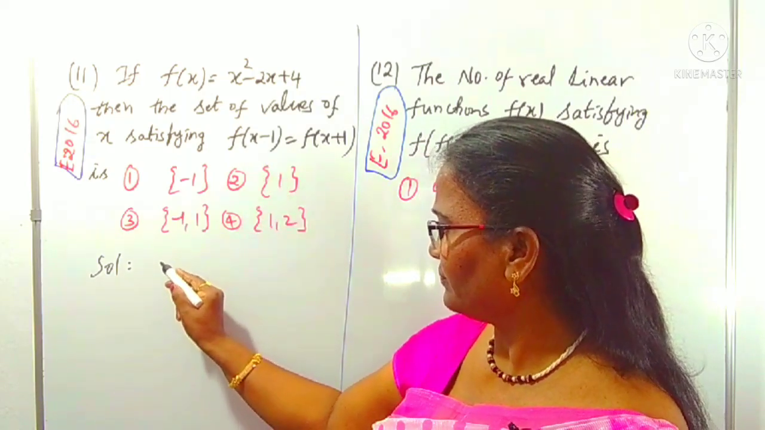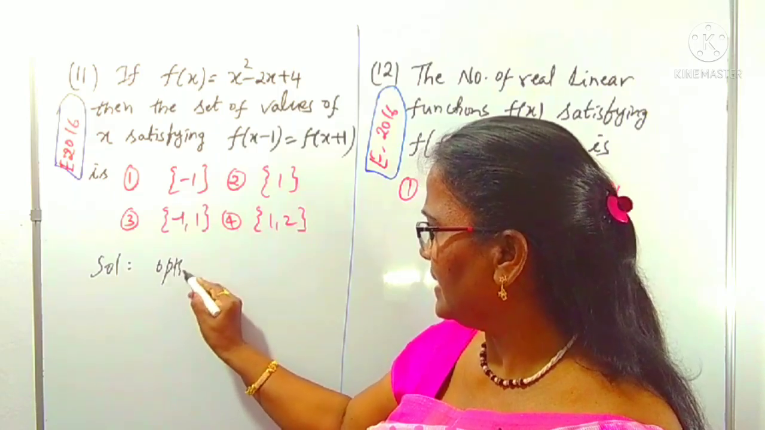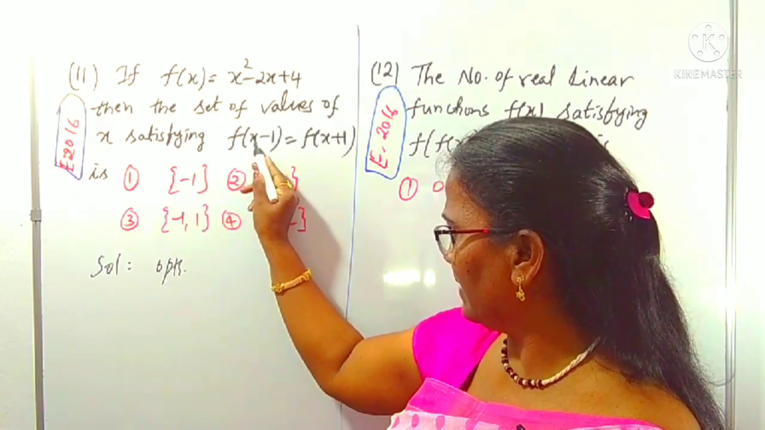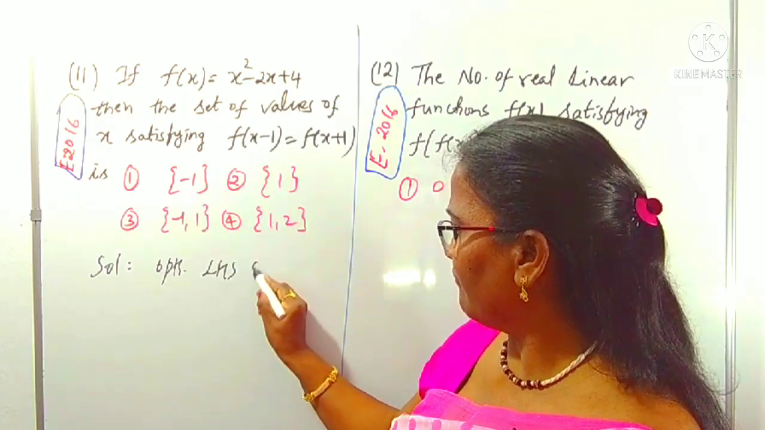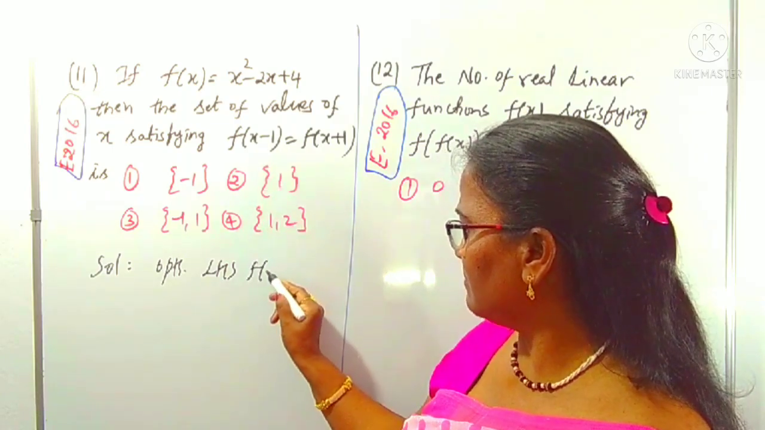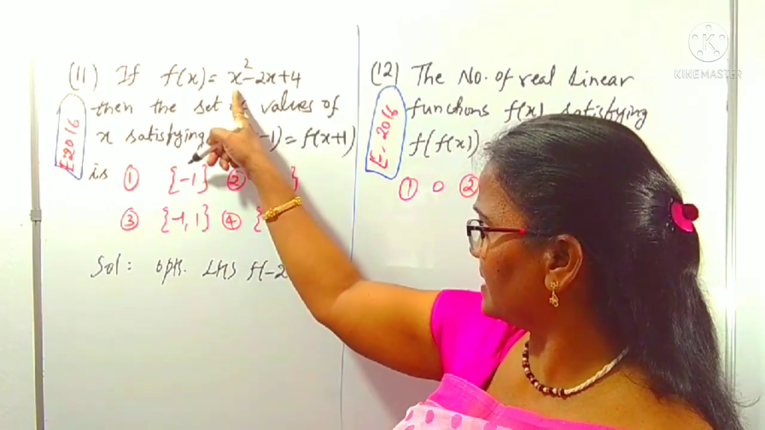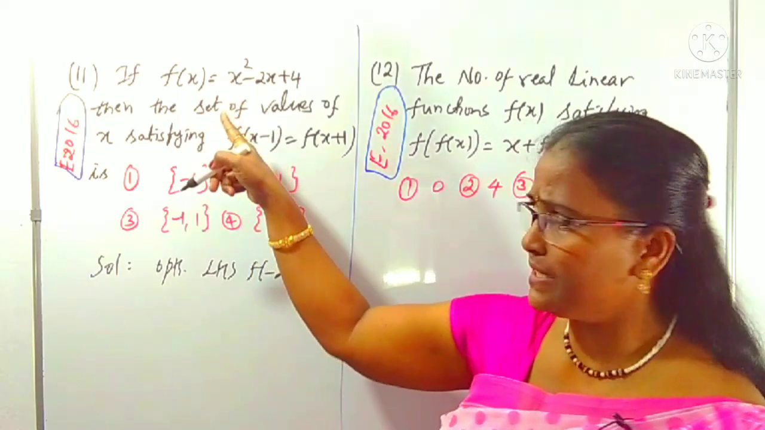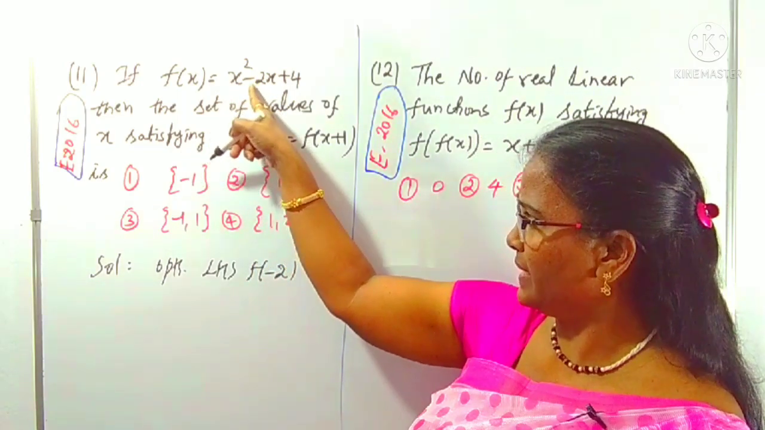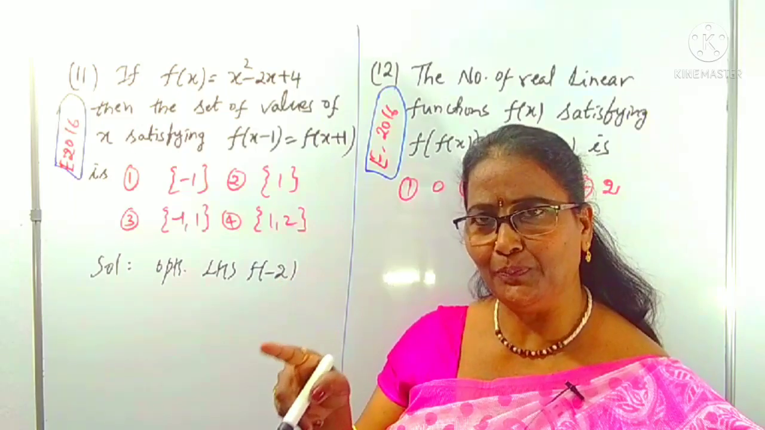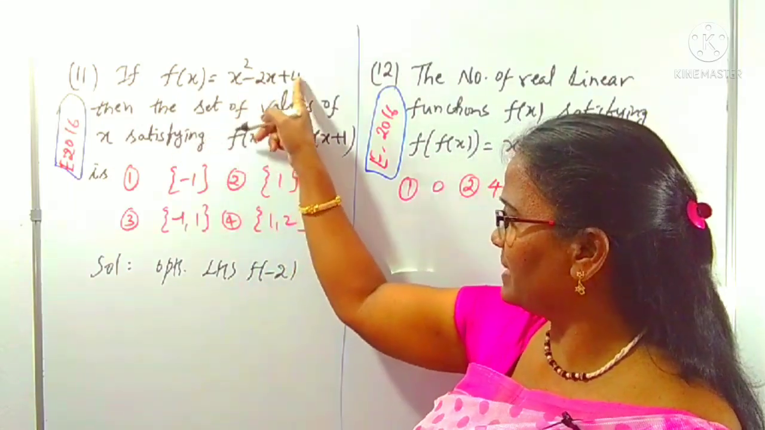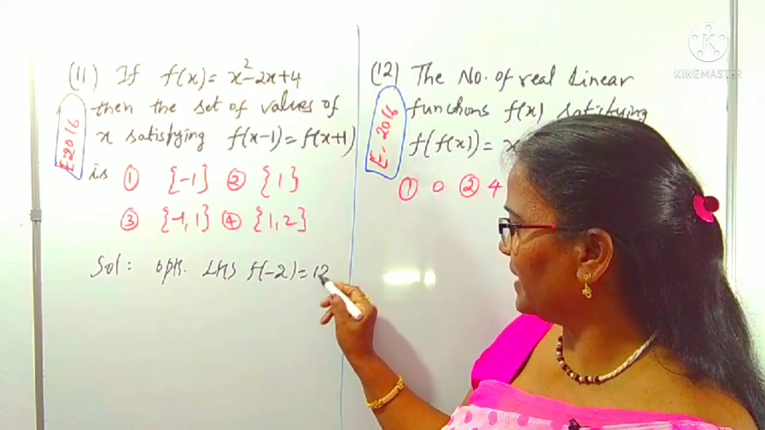By options we can do it easily. By taking x equals minus 1, the left side LHS is f of minus 2. In place of x, take minus 2. Minus 2 squared is 4, minus 2 into minus 2 plus 4, that is 4 plus 4 plus 4 is 12. Okay, this is the left side.